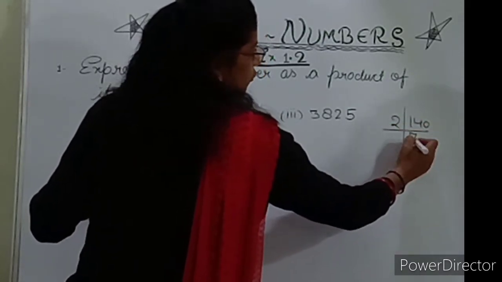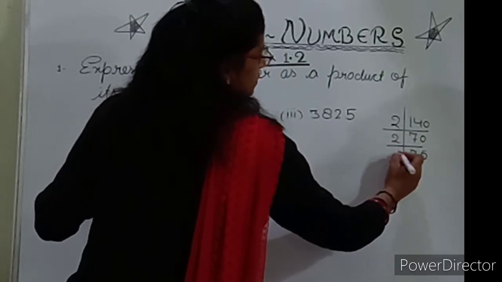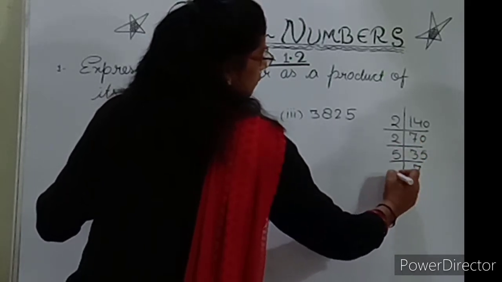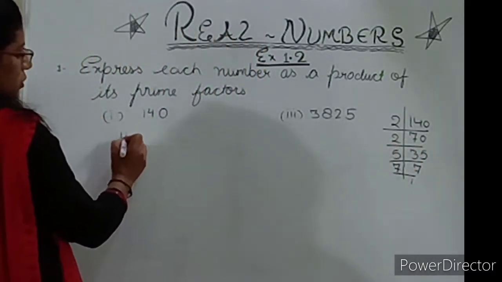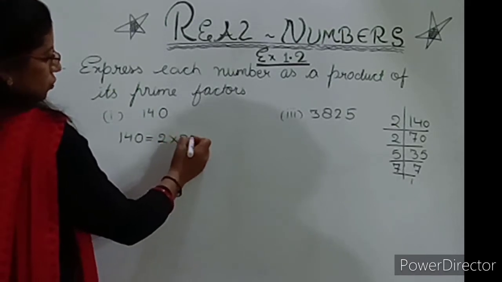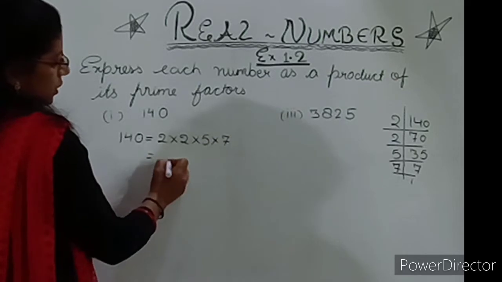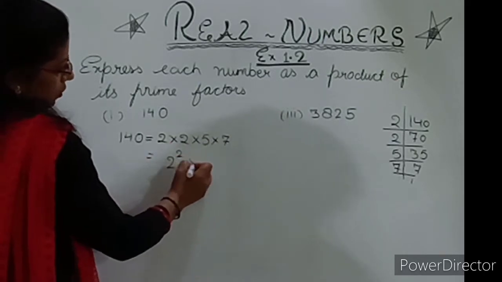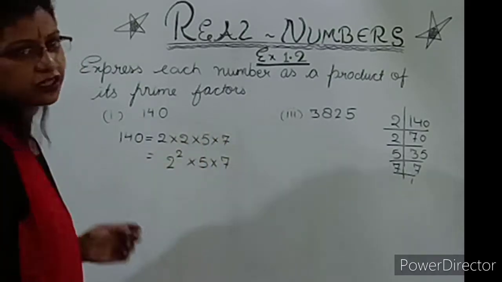2 sevens are 14, 0, then 2, 35, 5 sevens are 35 and 7 ones are 7. So what are the prime factors of 140? We'll write the prime factors of 140 are 2 into 2 into 5 into 7. Or we can write it as 2 square into 5 into 7. So you can write the prime factorization like this.